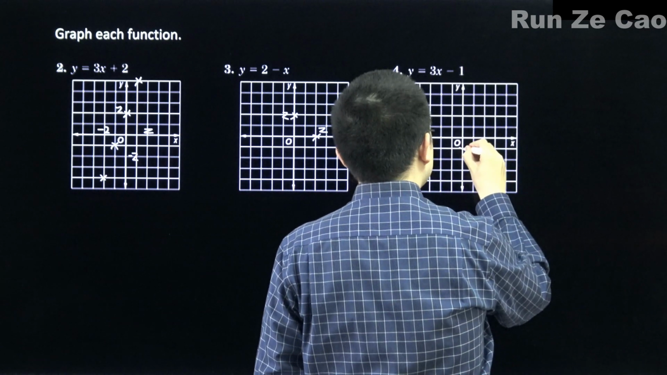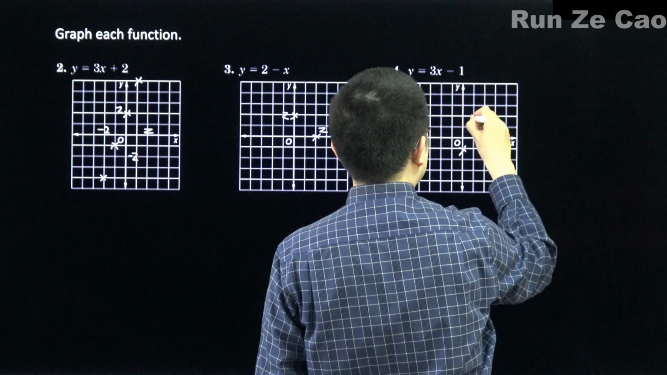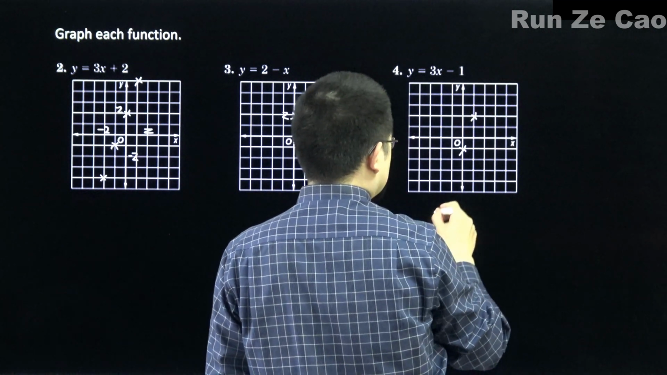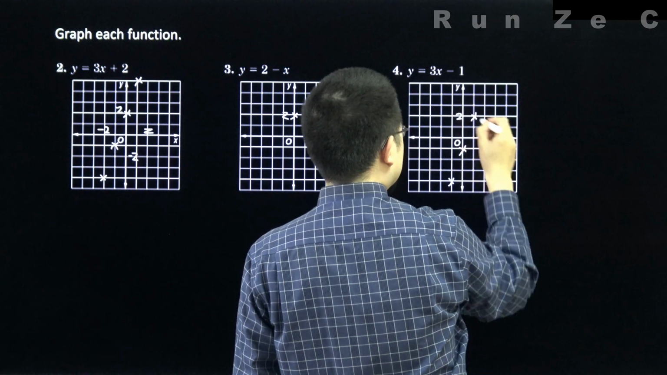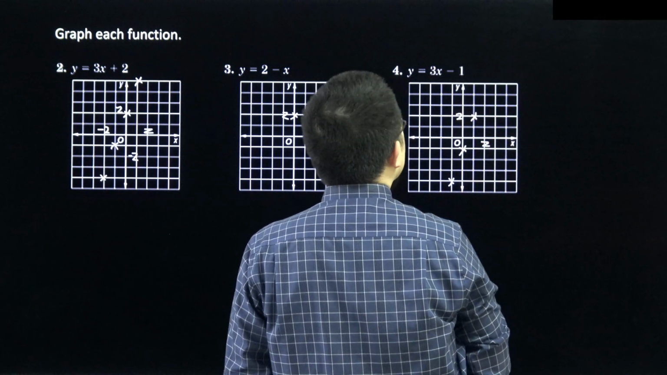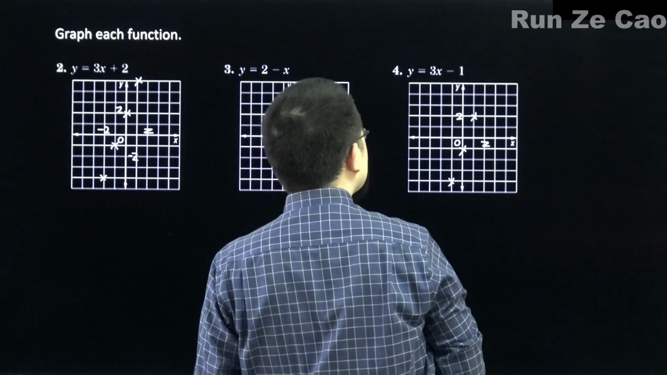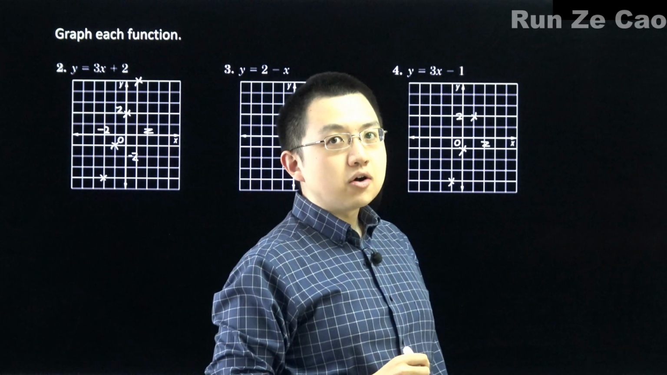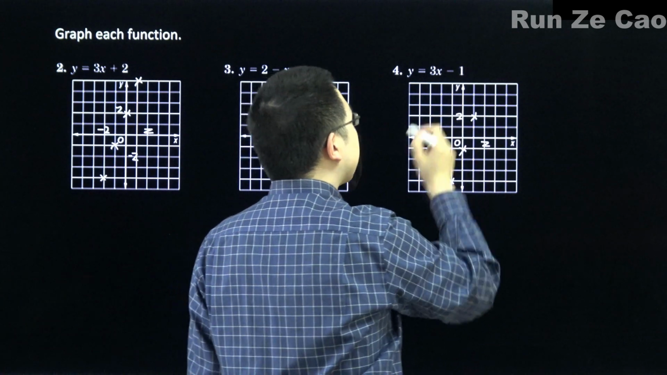3x minus 1. Well then, it's going to go like this. And this is 2, 2. Sometimes you don't even need to mark out the negative axis. You just need to make sure that everybody knows how much one grid means on each of the axes.